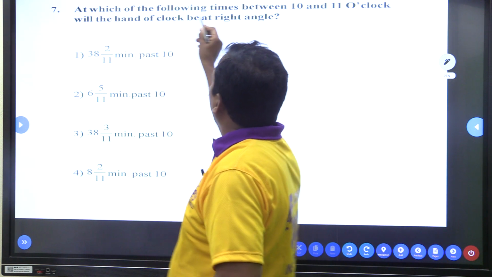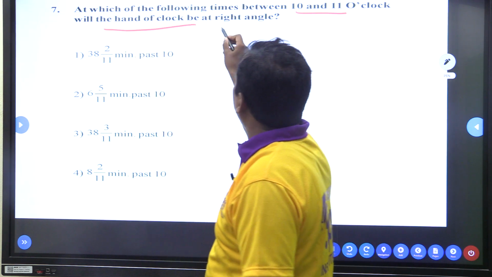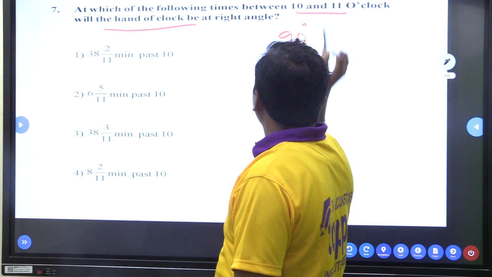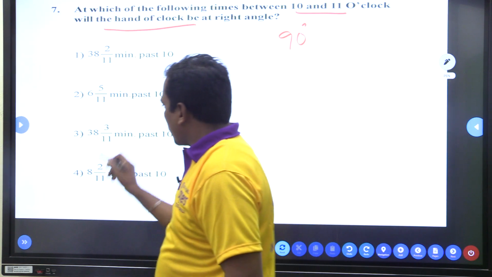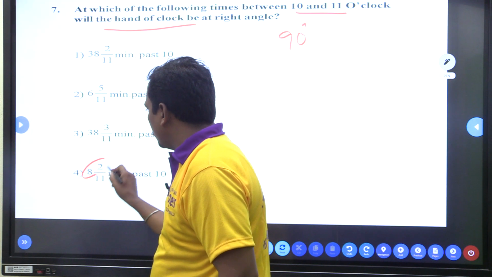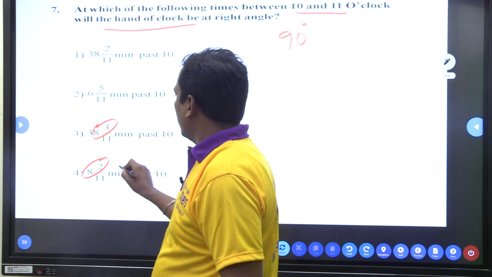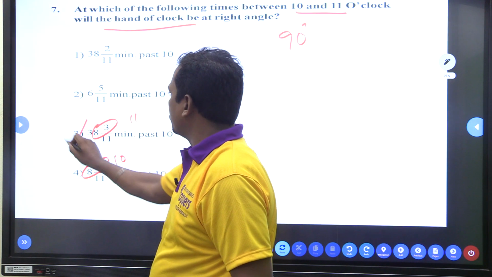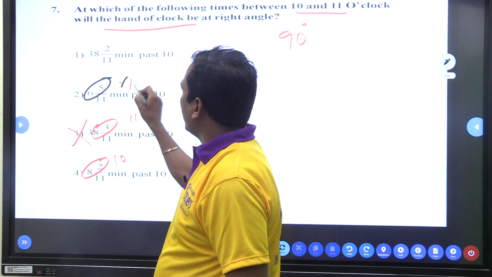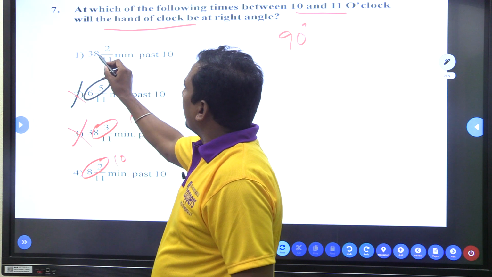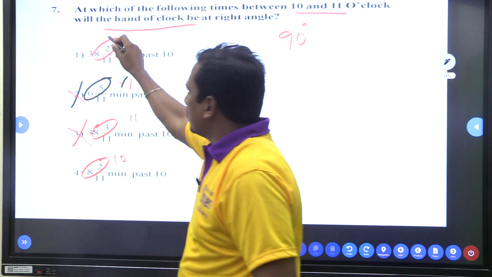At which of the following times between 10 and 11 o'clock will the hands of a clock be at right angles? A right angle is nothing but 90 degrees. So between 10 and 11, can you cross check it? 8 plus 2, 10, maybe. 8 plus 3, 11, it is a wrong answer. 6 plus 5, 11, it is a wrong answer. 8 plus 2, 10, maybe. So in these, options 1 and 4.